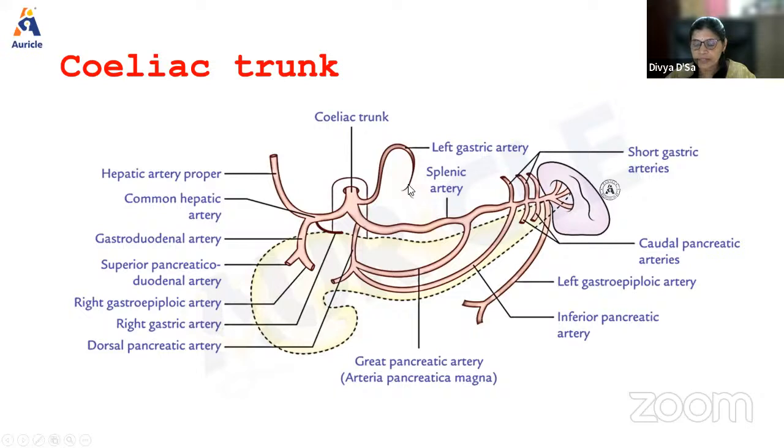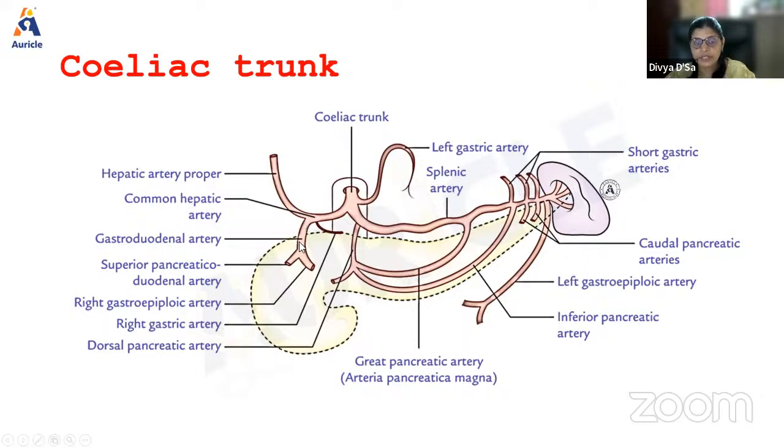The left gastric artery runs along the lesser curvature of the stomach and anastomoses with the right gastric artery and supplies the stomach there. It is the smallest branch, but it mainly supplies the stomach. Then the common hepatic artery is larger and passes to the right. It divides into the hepatic artery proper, supplying the liver, and the gastroduodenal artery, and it also gives the right gastric artery.